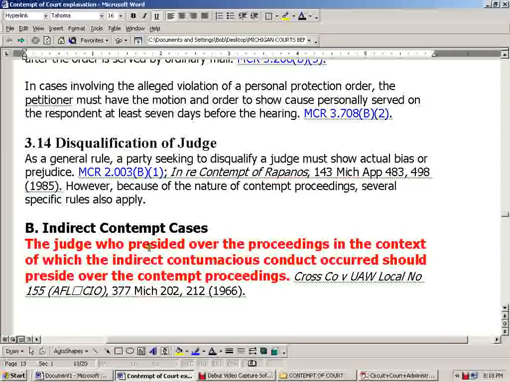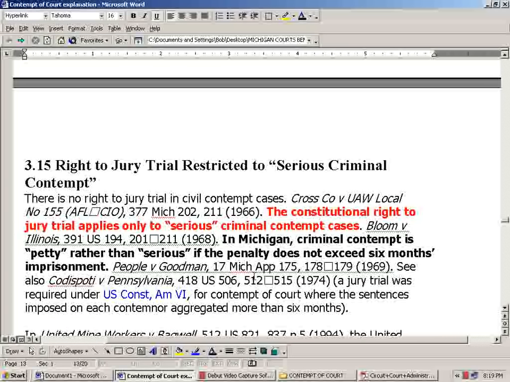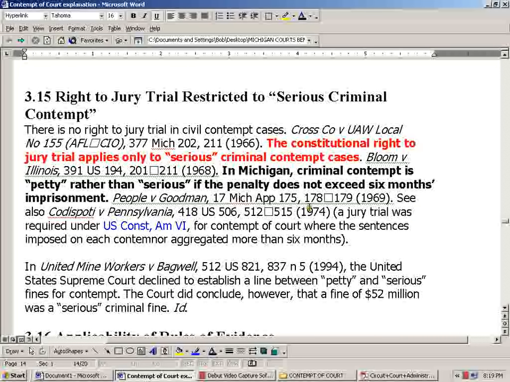The judge who presided over the proceedings in the context of which the indirect contemptuous conduct occurred should preside over the contempt proceedings. That same judge is the one who's supposed to be over the contempt proceedings. Don't argue with it. The constitutional right to jury trial applies only to serious criminal contempt. In Michigan, criminal contempt is petty rather than serious if the penalty does not exceed 6 months imprisonment.